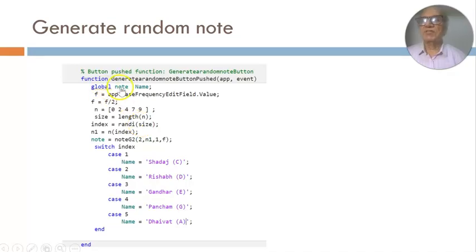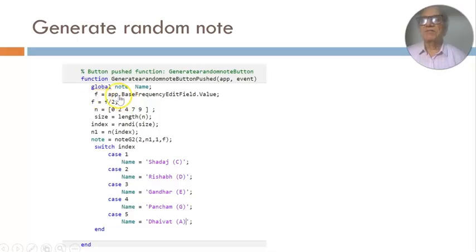First of all, you have these two global variables: note, which is a vector representing the note, and name, which is the variable for the name of this note itself. We need to make both of them global. We'll see in a moment why it is necessary. Global note is understandable because later on you are going to play the random note, so this note should be available there. Similarly, after playing that, you want the correct name to be printed, so that is why you need to declare this also as global.